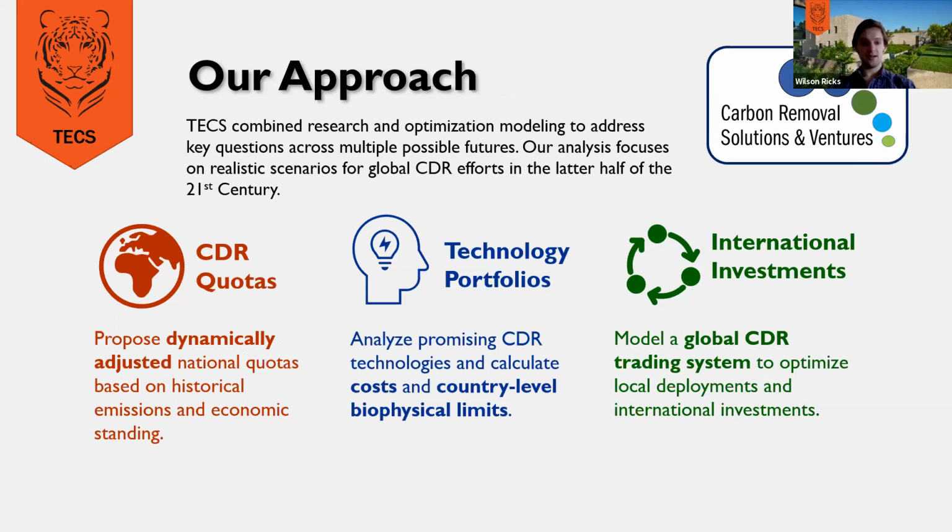Specifically, we propose a system for dynamically adjusting national quotas based on historical emissions and economic standing, as well as a method for assuring that poor countries are not overburdened by the quotas they're given. We analyze an array of promising CDR technologies and calculate costs and country-level biophysical limits for 176 countries around the world. And finally, we use optimization modeling to model a global CDR trading system, which optimizes the local deployment of these technologies, as well as the level of international investment necessary to minimize global cost.